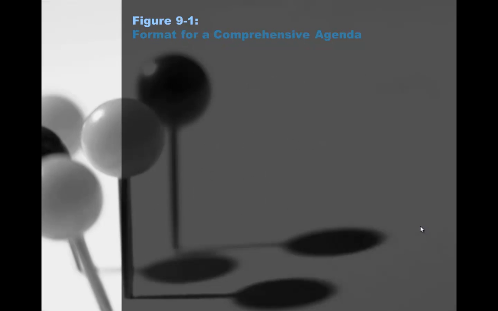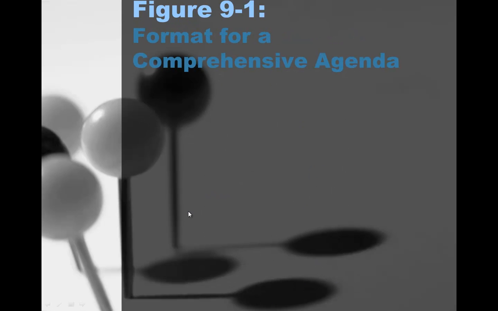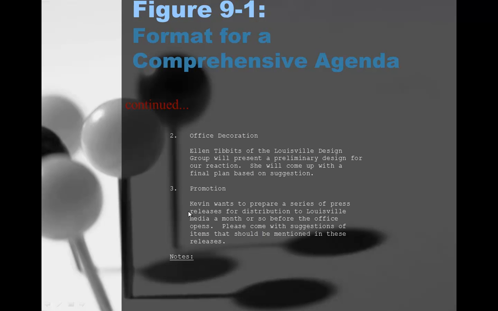Now let me show you an example of one that has the basic components. It's not very visually appealing, but it's an example. If you look at it, we've got the date here, the to field, the from, the subject, the time and the place, a little bit of background information, and then we start getting into the items that we're going to discuss. So, here's the people that are going to be in the meeting, here's who it's from, and so forth and so on. And this is just the other side of it. They had 3 items they were going to discuss.